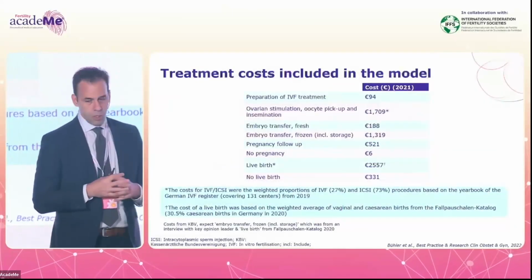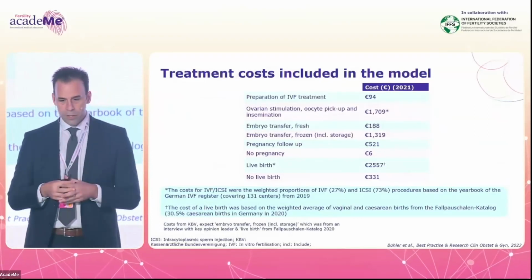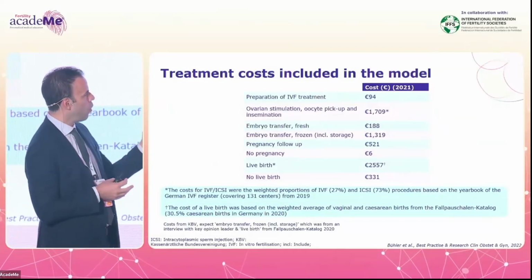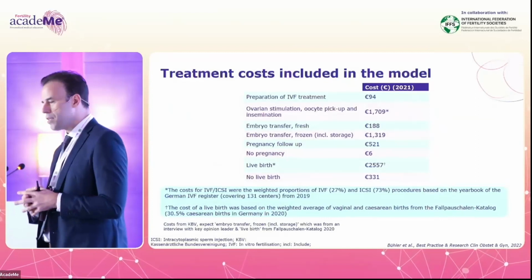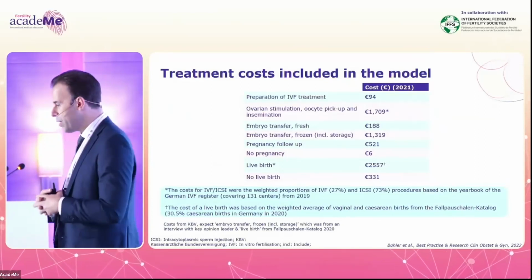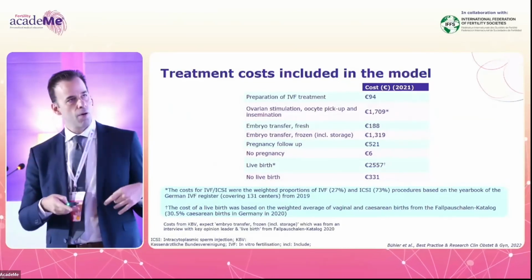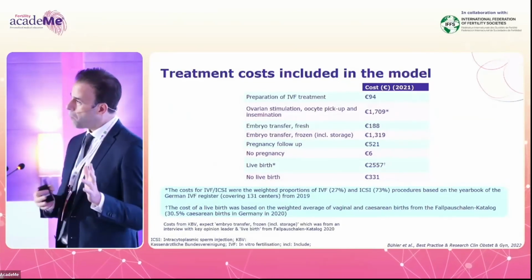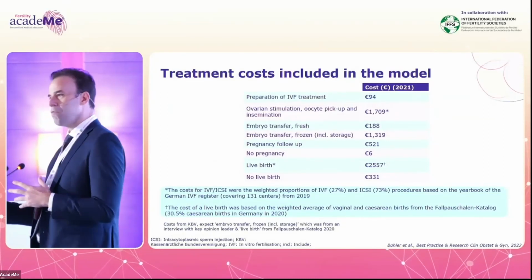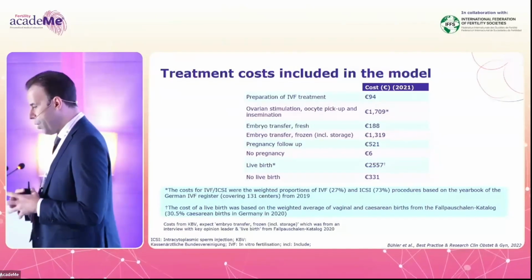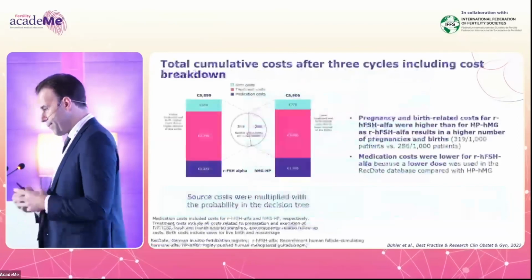So these are some of the treatment costs included in the model, and you can see they're all in euros. And you can see, for example, for ovarian stimulation, the OPU and insemination, it was about 700 euros. For embryo transfer, including storage, it was about 1,300 euros. And you can see that for the live birth, and that's important to outline, that was a significant cost. Probably the biggest cost was when a woman was actually reaching delivery. Live birth and all the monitoring up to live birth was included there. And it seems to be the most significant cost.